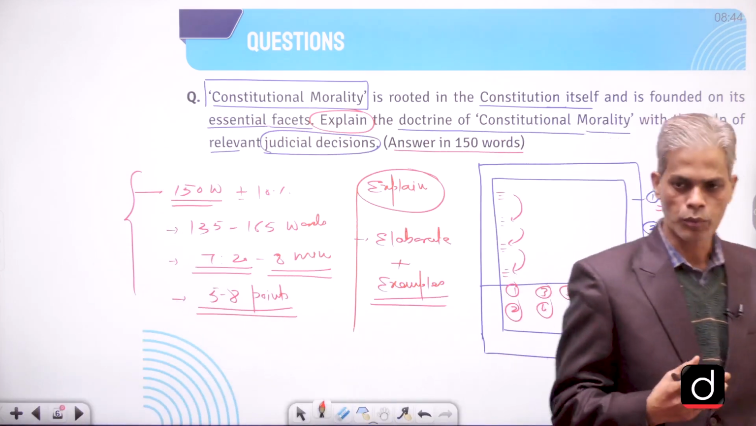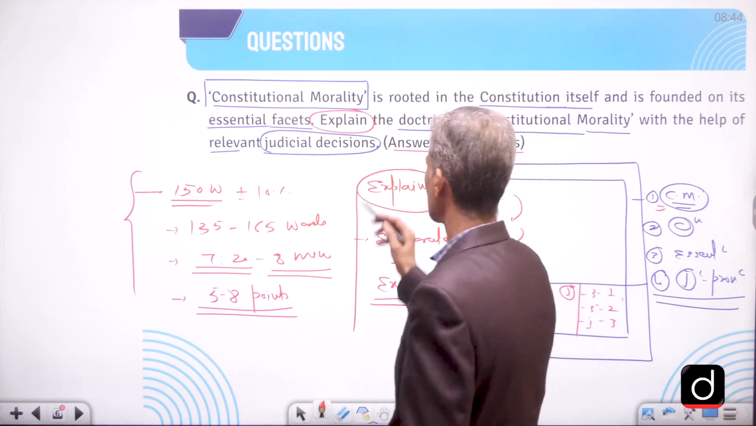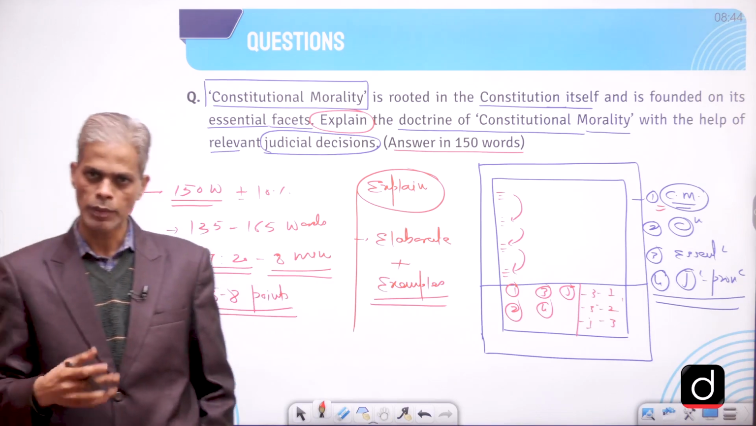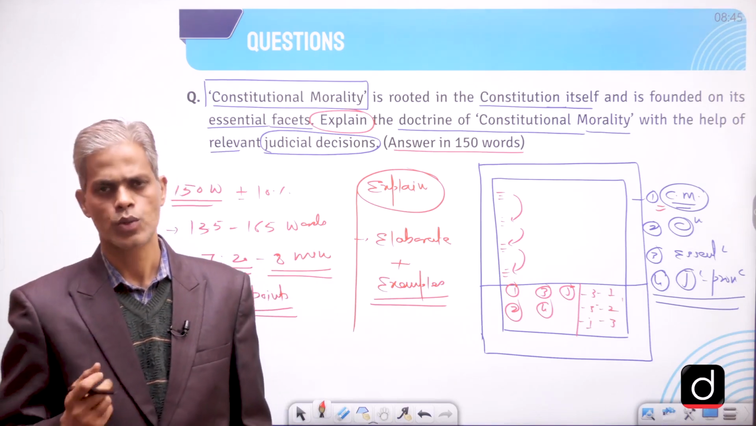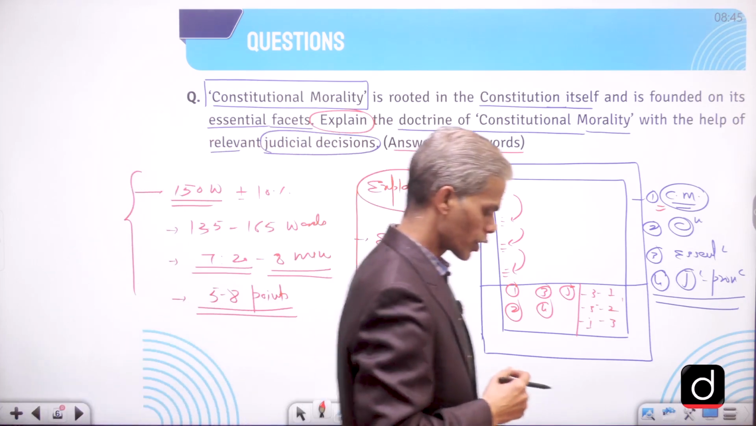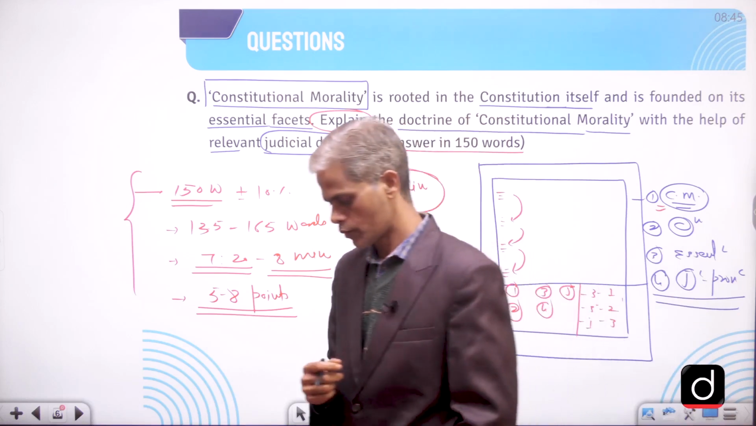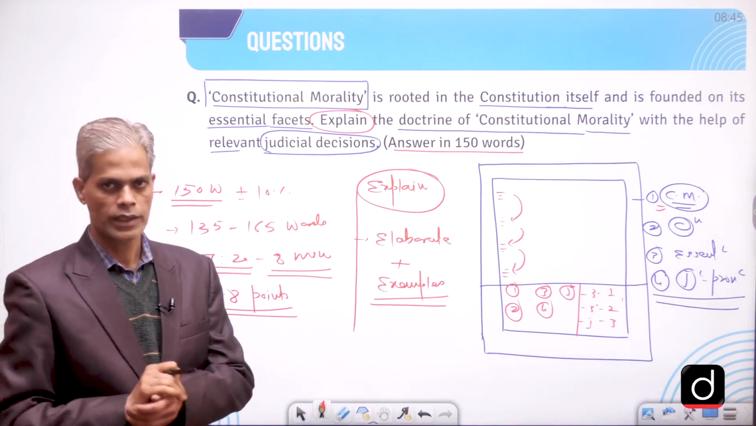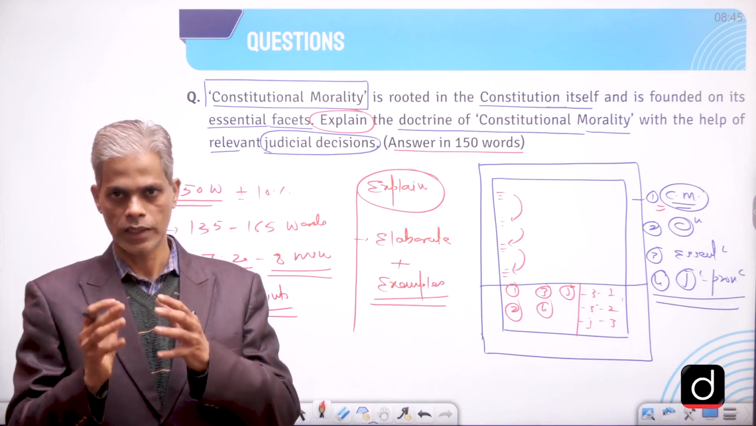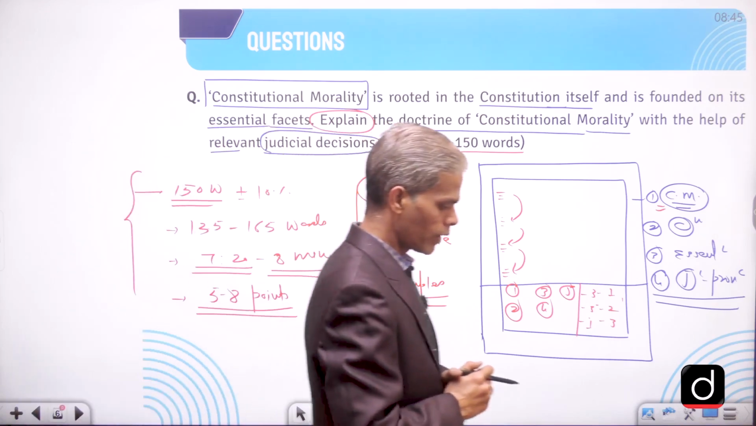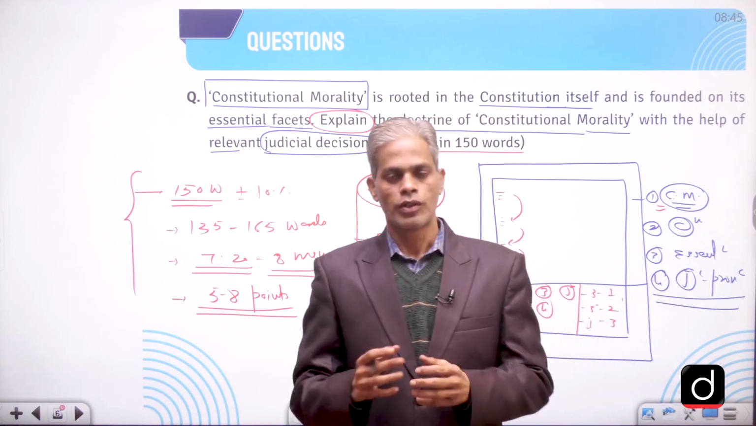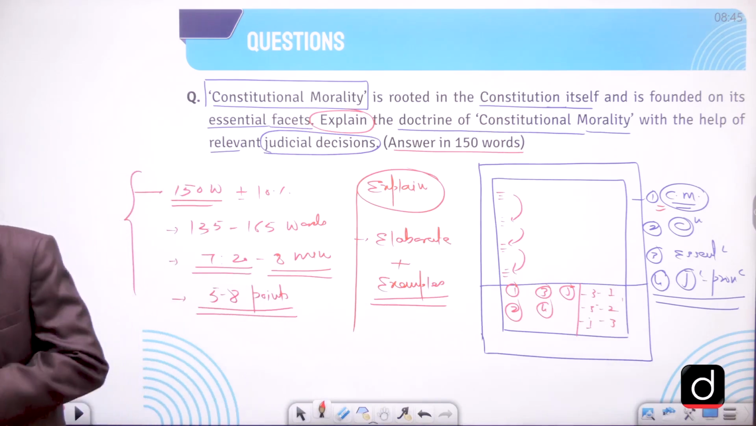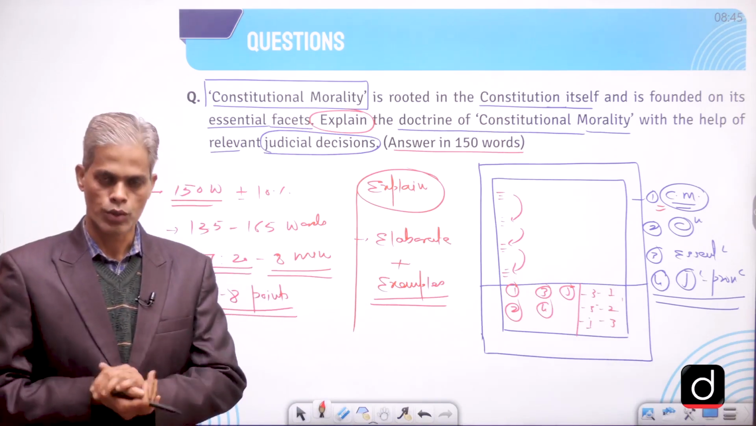Now here a very clear-cut, pinpoint question is there about constitutional morality, and they are saying explain the doctrine of constitutional morality. That means the first and foremost thing we have to do is define the term constitutional morality. There could be two approaches a student can take. One way is where the student has read it thoroughly, and then they can start with Part 3 of the Constitution, Articles 25 and 26, where the court has elaborated upon the meaning of the term constitutional morality.